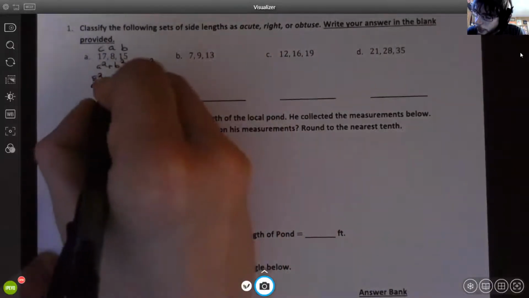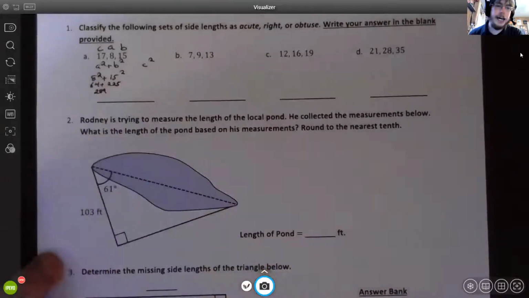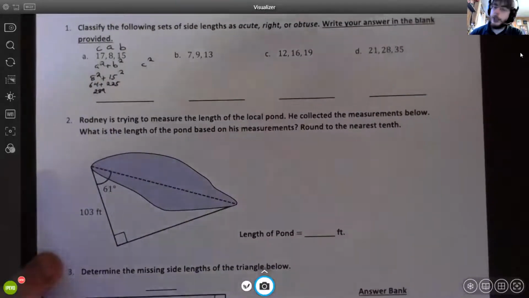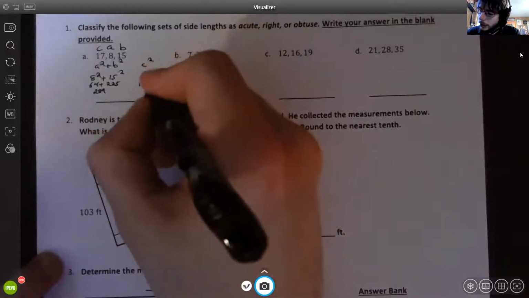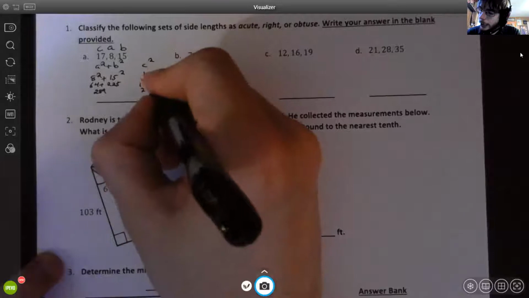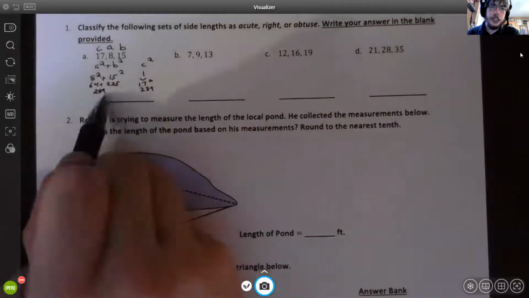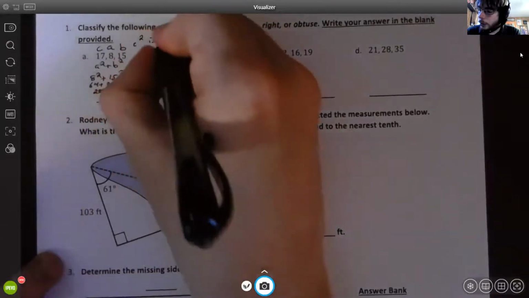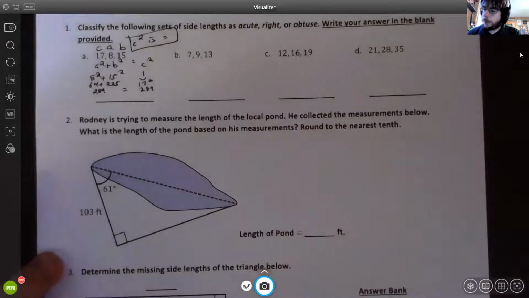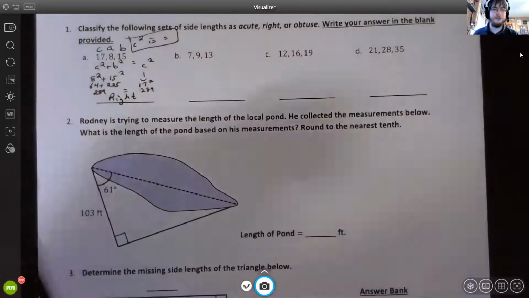15 squared gives you 225. And if you add those together, you get 289. Now we're going to do C squared. C squared is 17 squared, which is 289 as well. 289, these two are equal. So C squared is equal. Then that means that you have a right triangle.